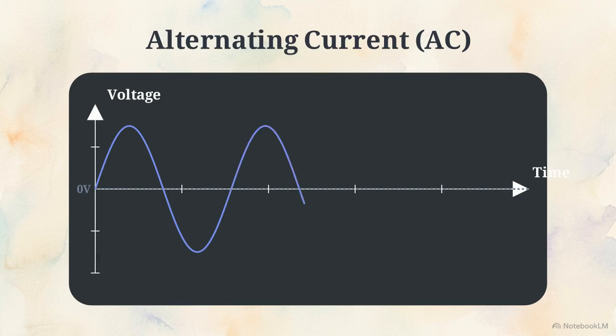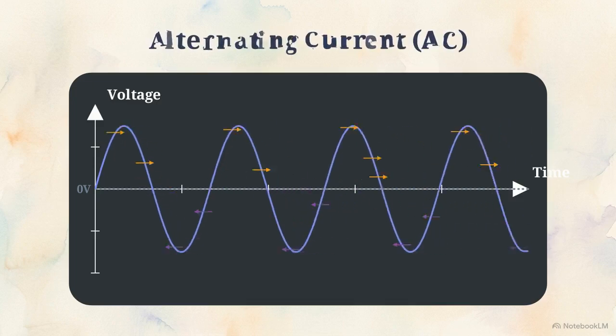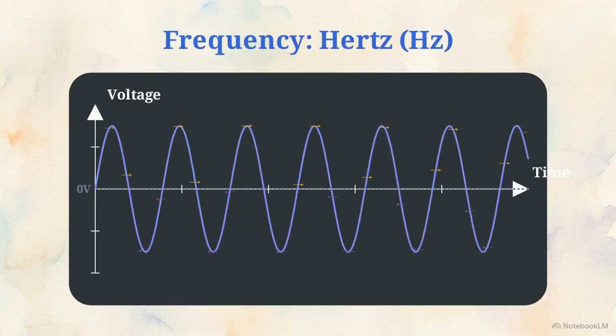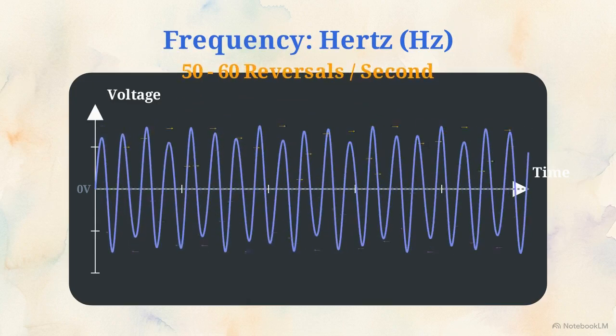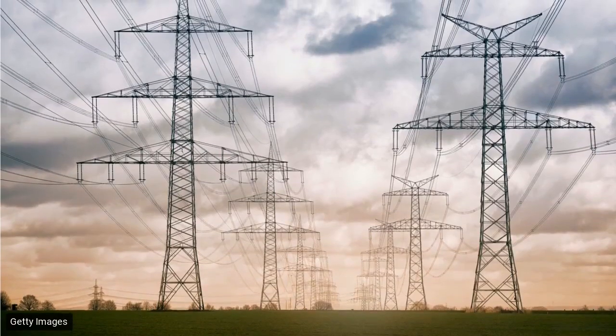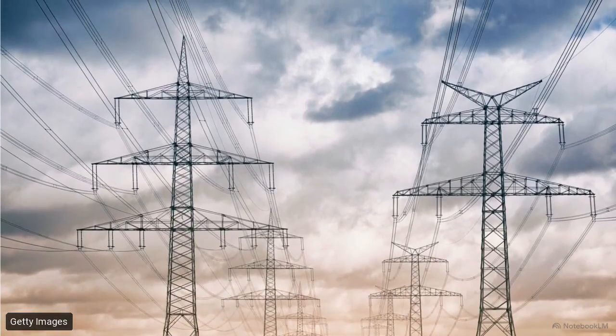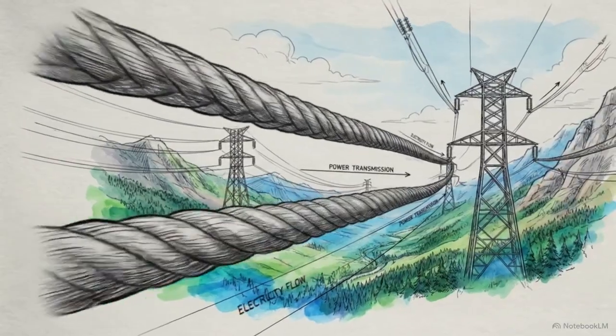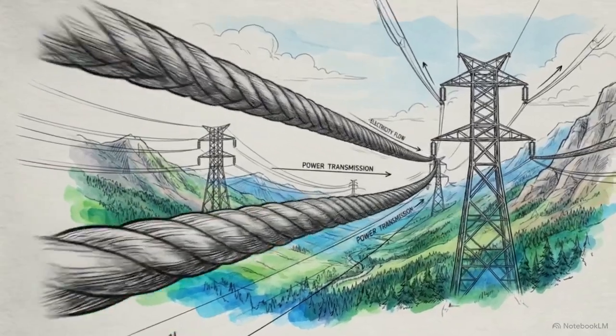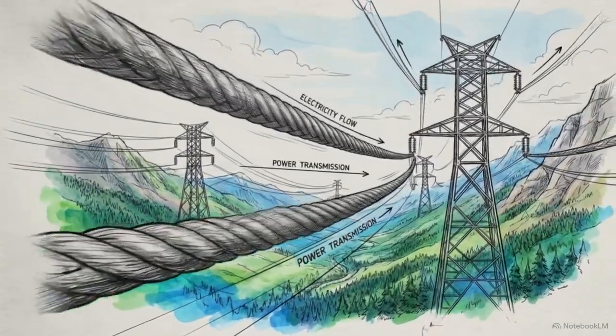As this graph shows, AC forms an oscillating sine wave, moving electrons forward, then backward. This reversal happens at a frequency called hertz. Your home's current reverses 50 to 60 times per second. This wave is useful because it can be easily scaled to extremely high voltages using transformers. This allows the electricity to travel hundreds of miles over transmission lines with very little power being wasted.